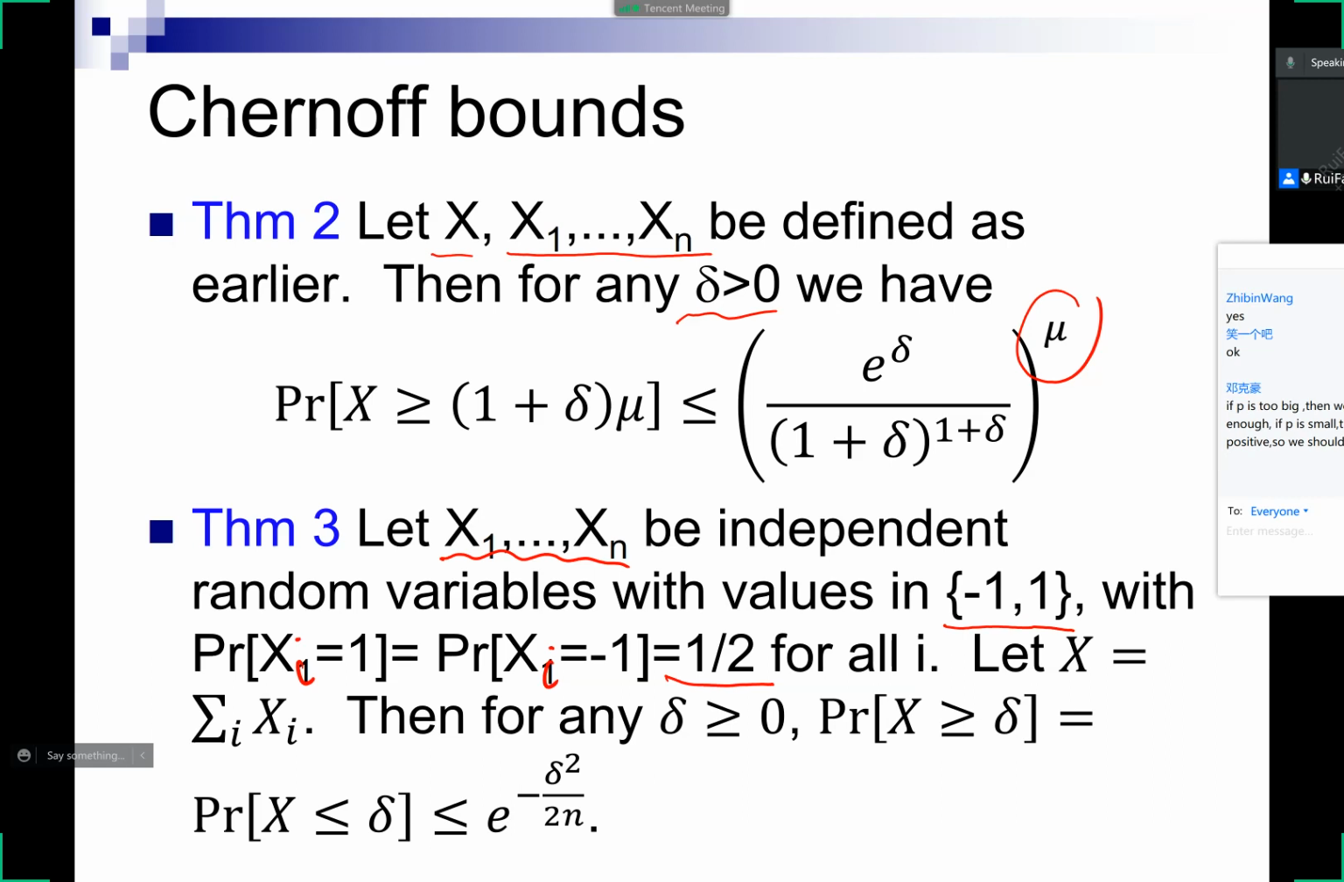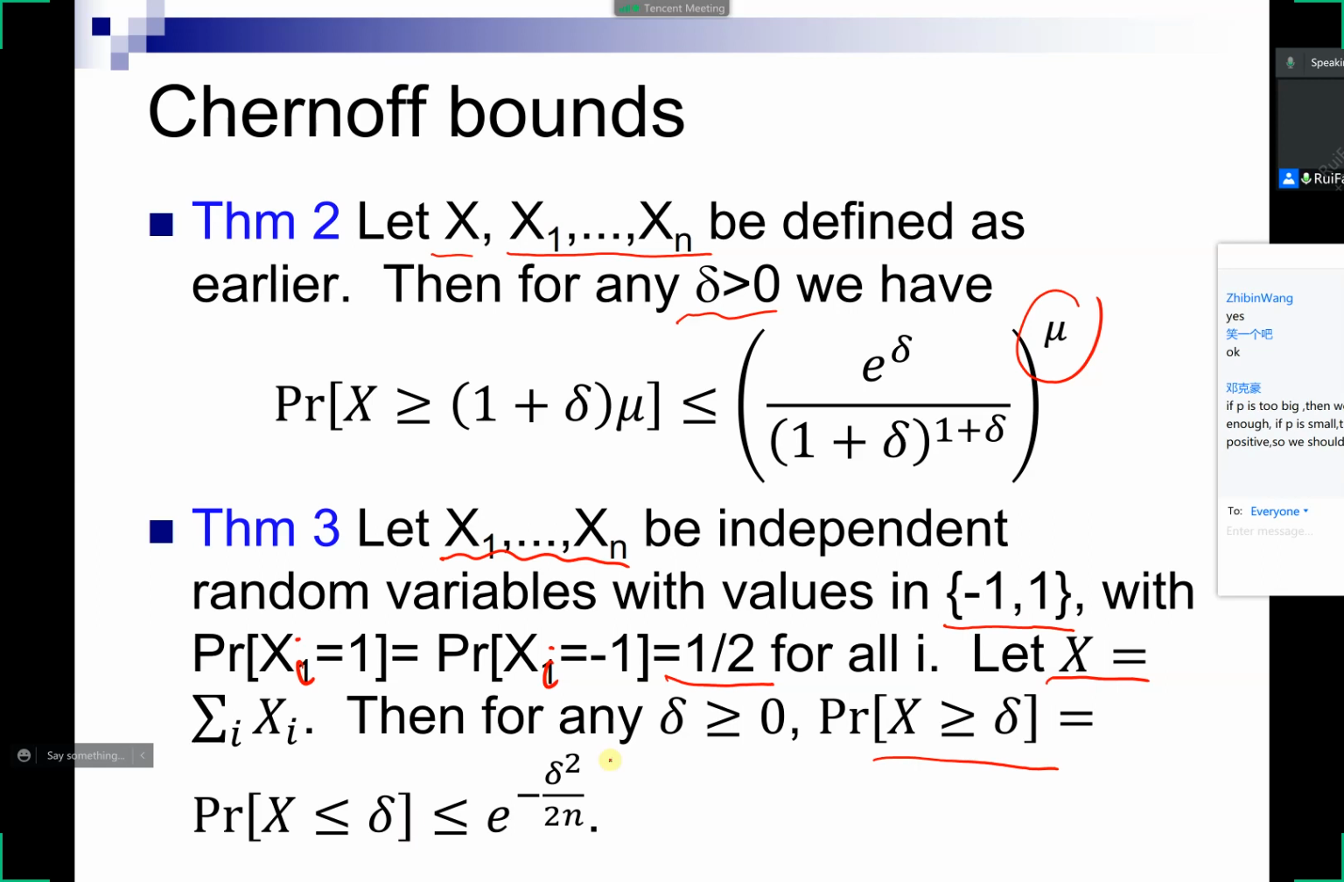Now let x be the sum of all of these random variables. Since each one of them is 1 or -1 with the same probability, the expectation of each random variable is 0, and so the expectation of the sum is also 0. Now we're going to look at the probability that x is not 0, so what's the probability x is larger than some delta?